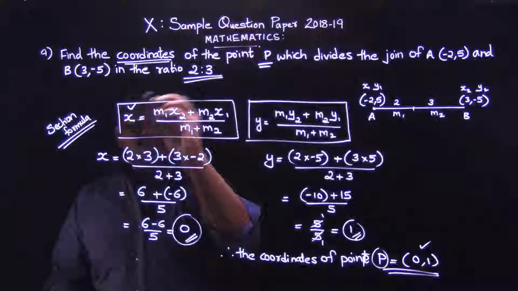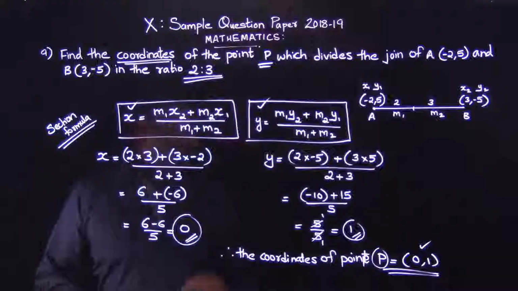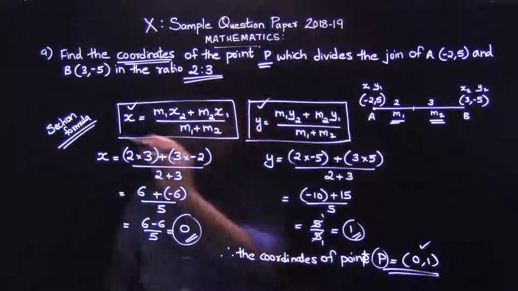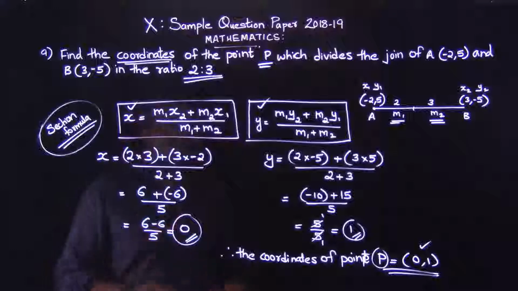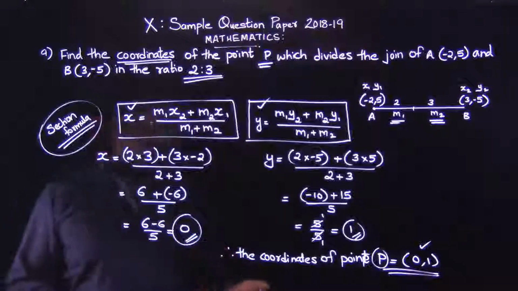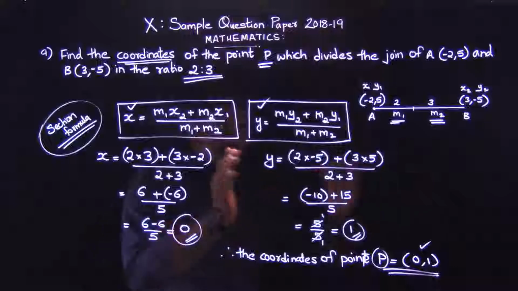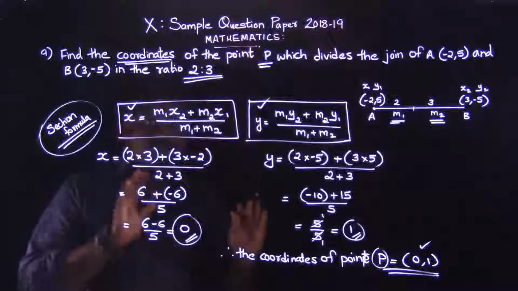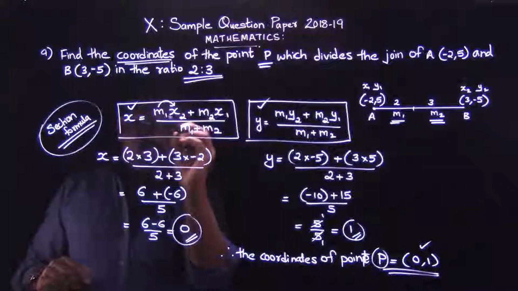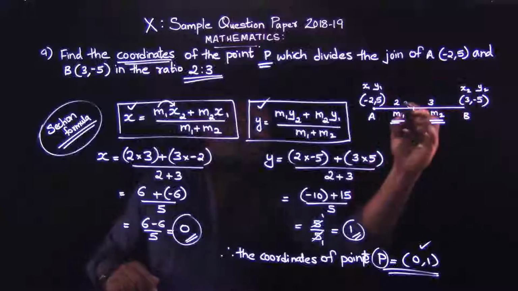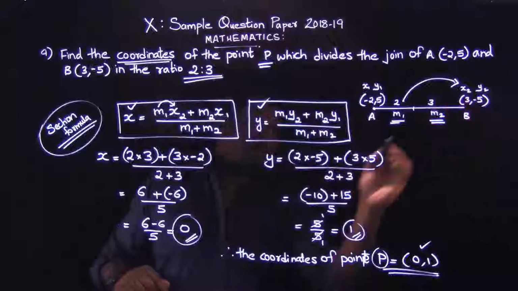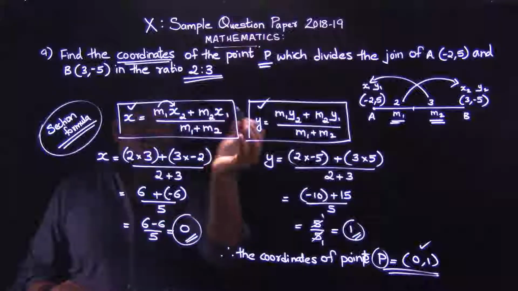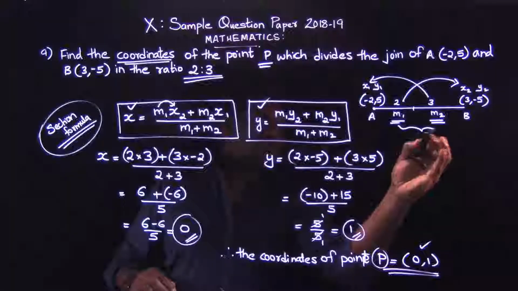You need to know the section formula well. If a ratio is given, m1 and m2, you really need to use your section formula to get the coordinates of x and y. But if it was a midpoint, x plus x divided by 2, y plus y divided by 2, you would get the midpoint. Here it is only the section formula, where you need to keep in mind that m1 goes with x2, and m2 goes with x1, so the opposite way, and then these two things on the denominator you need to add.